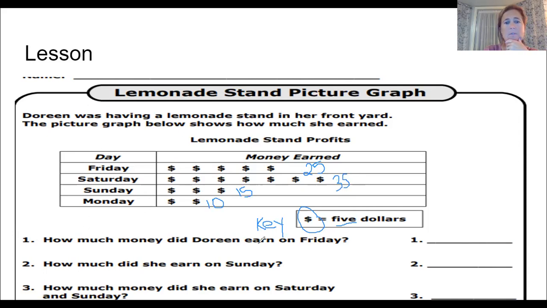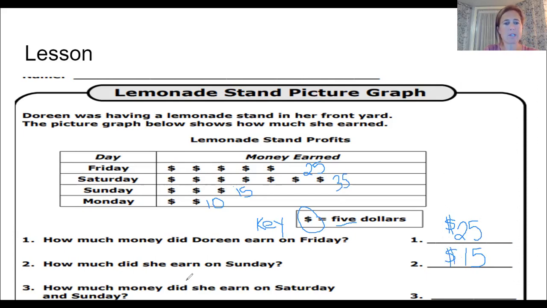How much money did Doreen earn on Friday? We've already figured that out, so all we have to do is go here and write $25. Make sure you put that dollar sign in there so we know it's dollars. How much money did she earn on Sunday? We go right up here, it says Sunday, we go across to the 15, and we know that she made $15.